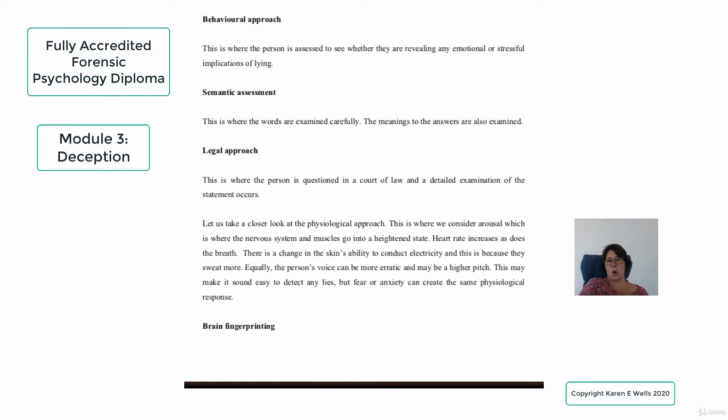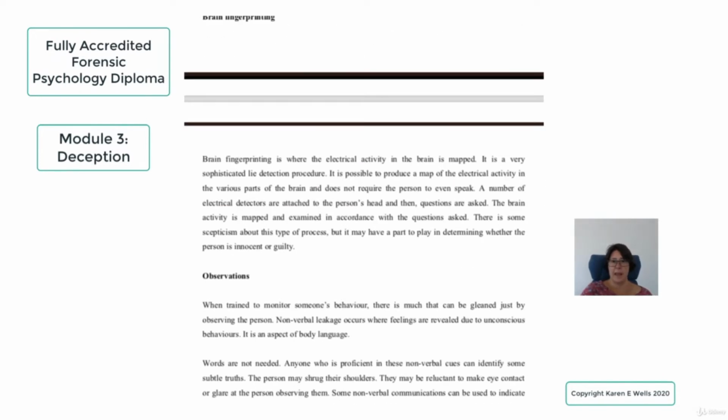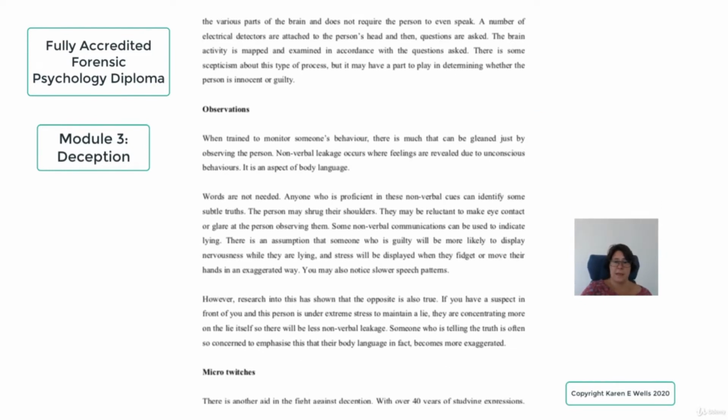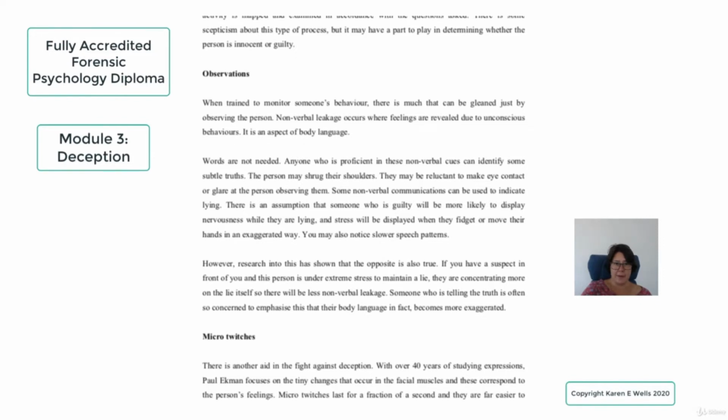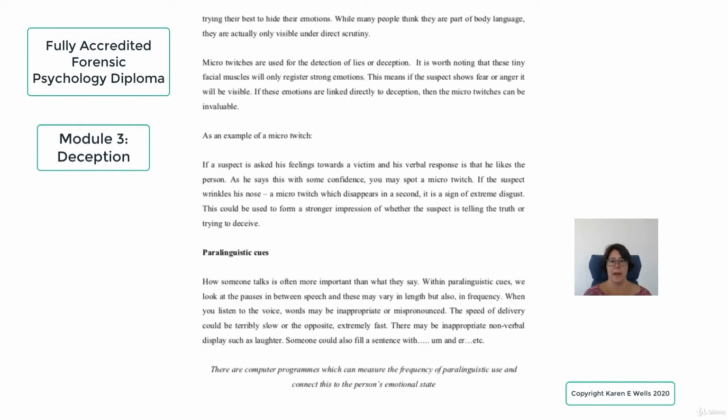If we take a closer look at the psychological approach, we're looking at brain fingerprinting. This is where electrical activity in the brain is mapped, which is really a lie detector test that we would call brain fingerprinting. The second is observations, where we're monitoring somebody's behaviour. The third is micro-twitching, or twitches. This is another fight against deception. An example would be if a suspect is asked about his feelings towards a victim, and his verbal response is that he likes the person, and he says this with some confidence, you might spot a micro-twitch. So micro-twitching is one of the elements there.